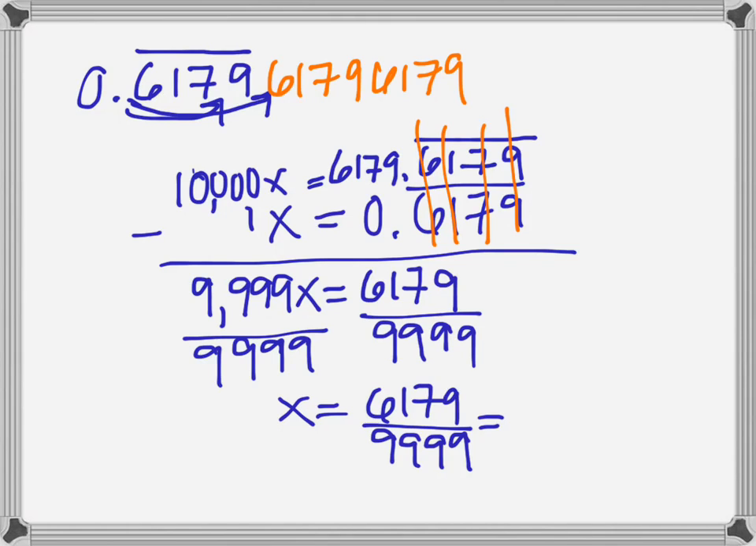I do need to check if this is in lowest terms. The only prime numbers that go into the denominator are 3 and 11, so I'm going to start there. Okay. You may remember the check to see if something's divisible by 3. If I add all of the digits in the numerator, and if the sum is divisible by 3, then my number will be as well. Right, so let's do this. Let's do 6 plus 1 plus 7 plus 9. Right, and that's 7, and 7 is 14, and 9 is 23. And 23 is not divisible by 3.